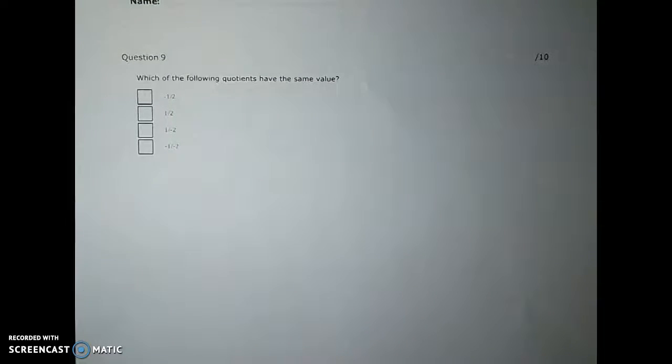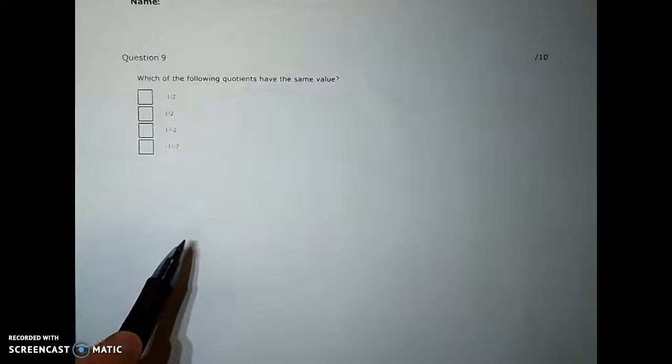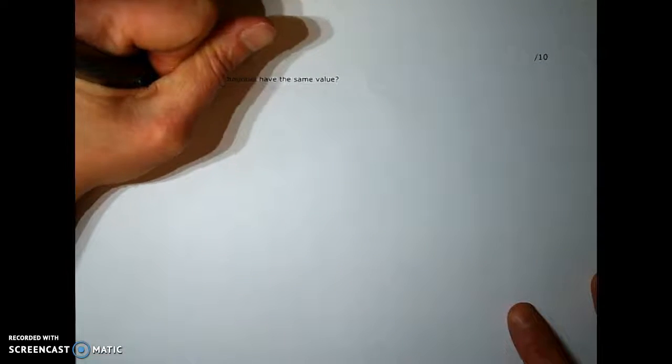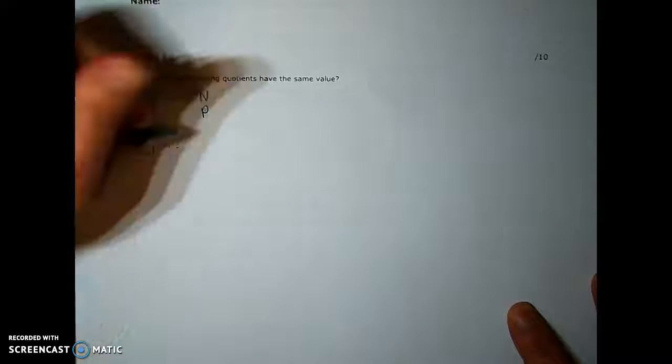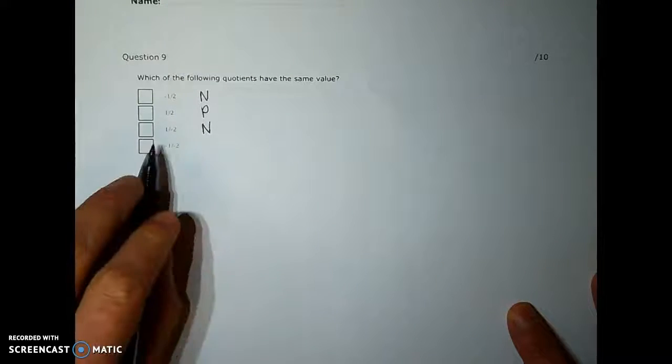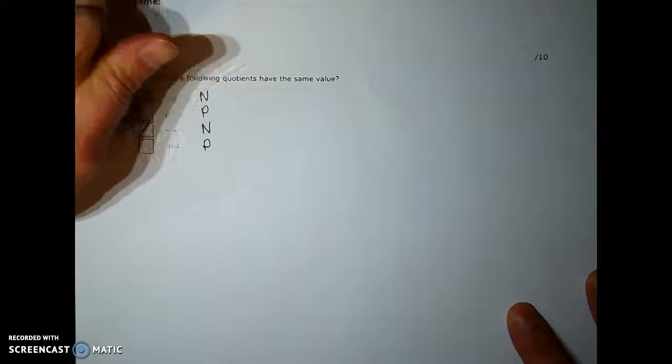For the next example, it says, which of the following quotients have the same value? So one important thing that we want to look at is thinking about quotients as a division problem. So if I were to take a negative divided by a positive, negative 1 divided by 2, that would give me a negative. A positive divided by a positive, well, that gives me a positive. A positive divided by a negative, different signs, that's going to give me a negative. And a negative divided by a negative gives me a positive.